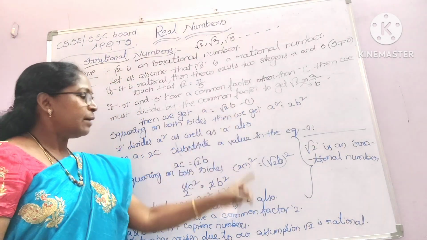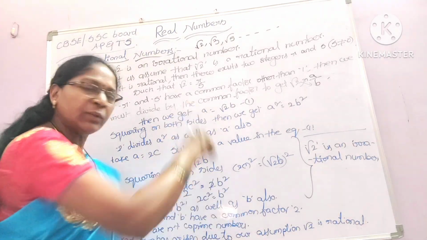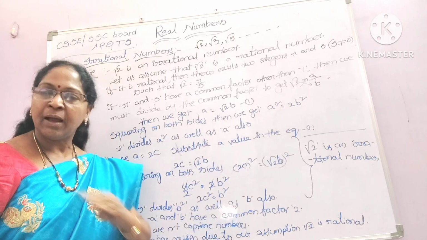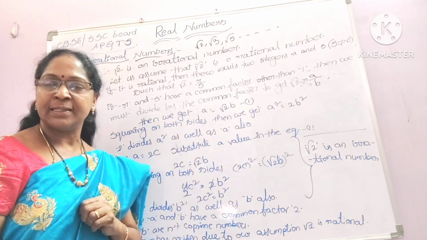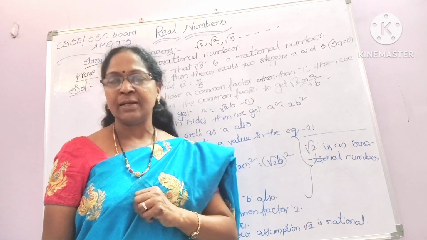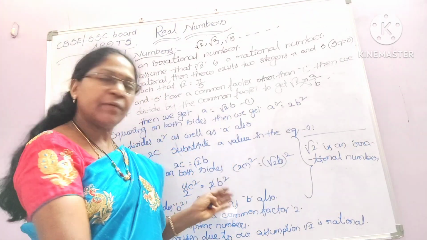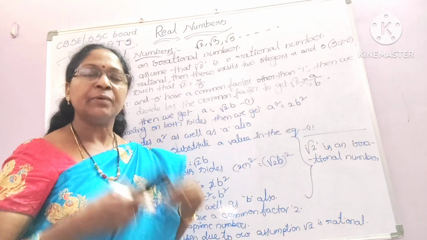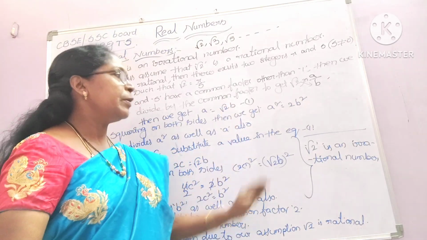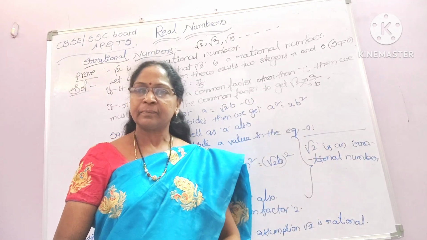Whenever a and b are divided by 2, that means both have a common factor 2. That means a and b are not co-prime numbers. This contradicts the fact that a and b are co-prime. That contradiction has arisen because our assumption is false. Whatever we assumed, that root 2 is a rational number, is false. So we can prove that root 2 is an irrational number.